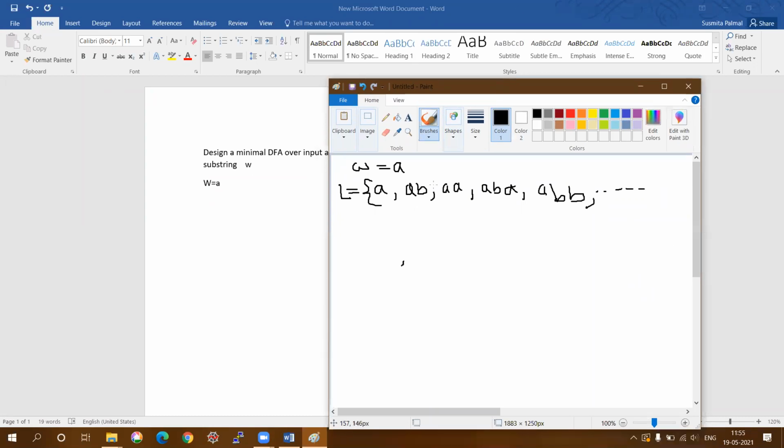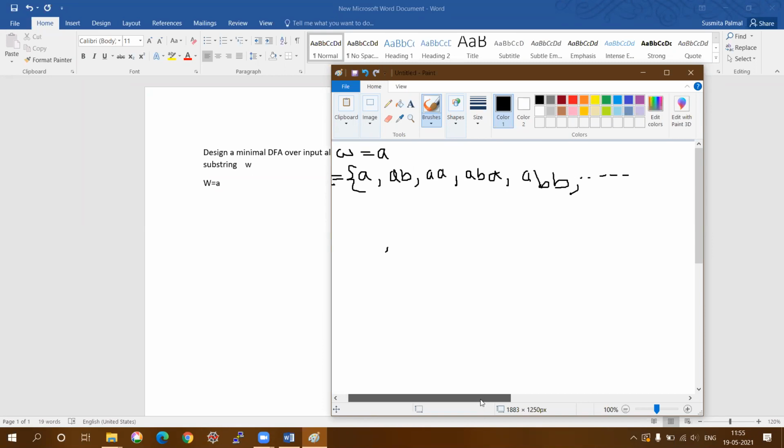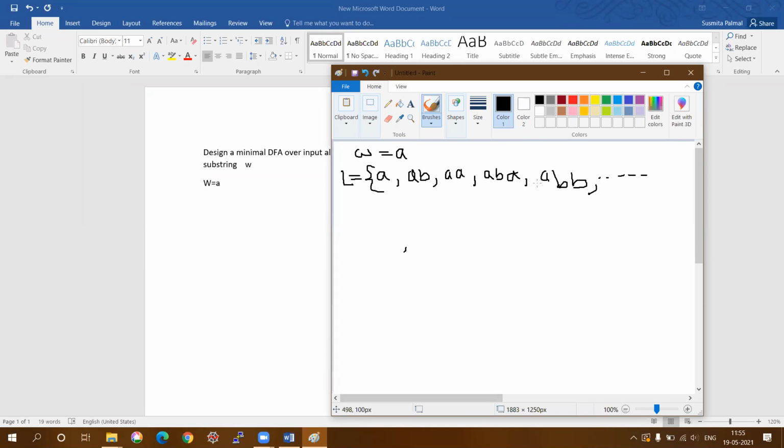Hello, I am telling that in our language, the string starts with A. The substring is A. That's why the string starts with A. After this A, there may be any number of A's and any number of B's. And how many A's and B's will come? We don't know.